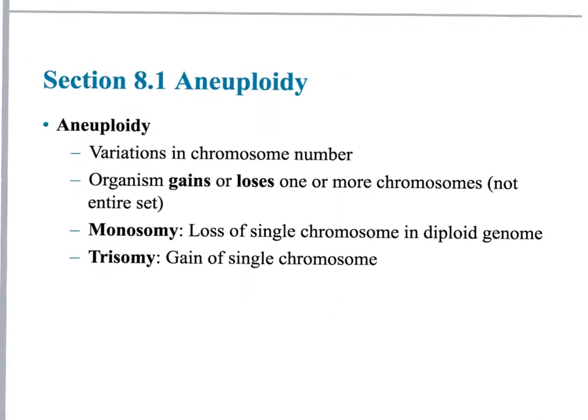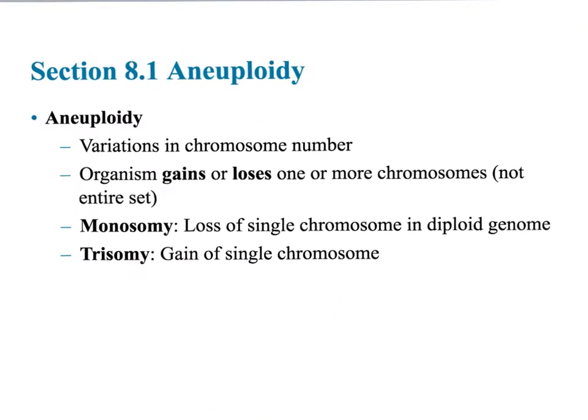So aneuploidy is the term for variations in the number. Typically, it's ploidy. The last part here is really referring to the number. Ploidy is some variation in chromosomal number. So in aneuploidy, a cell gains or loses one or more chromosomes, but not the entire set. So you have your entire set, your 46 chromosomes, but you can gain or lose one or more within that set. Monosomy is the loss of a single chromosome in a diploid genome, and trisomy is the gain of a single chromosome in that diploid genome.